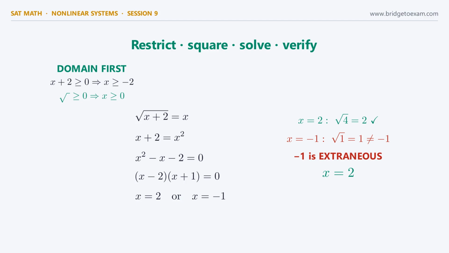Now square both sides. x plus 2 equals x squared. Rearrange. x squared minus x minus 2 equals 0, which factors as x minus 2 times x plus 1. So the candidates are x equals 2 and x equals -1. Check them in the original. For x equals 2, root of 4 is 2, and the right side is 2. True. Keep it. For x equals -1, root of 1 is 1, but the right side is -1. Is 1 equal to -1? No. So -1 is extraneous. And notice, our domain line already told us so, because we required x at least 0. The answer is x equals 2, alone.